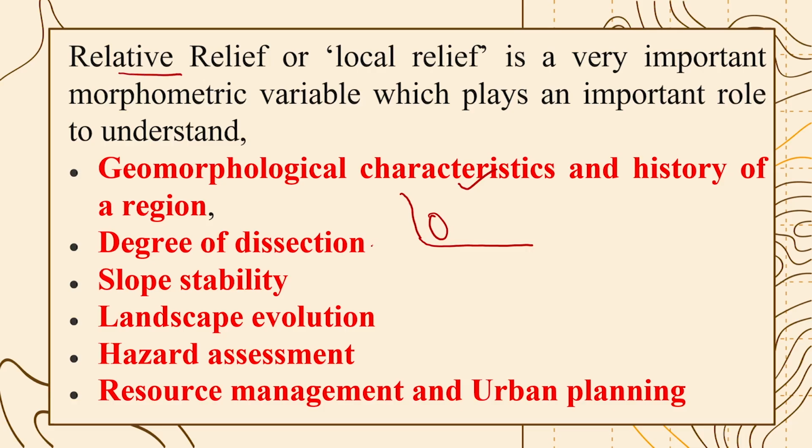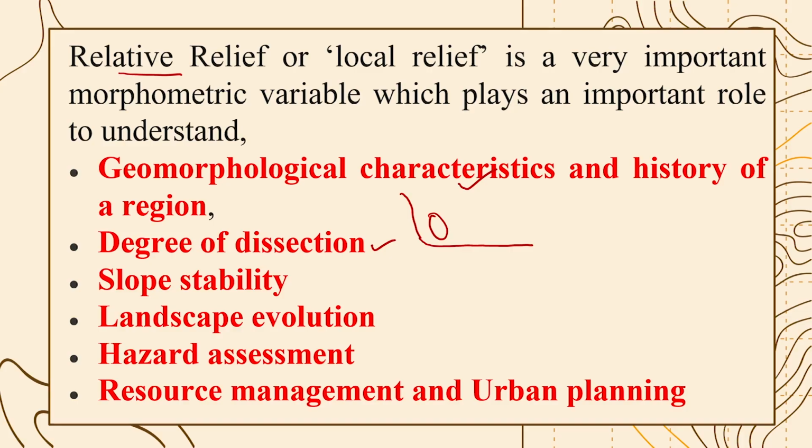Next is degree of dissection. This also is calculating the erosional process that happens in a particular area. Slope stability. This is one of the important parts where relative relief is used in real world scenarios. What is slope stability?